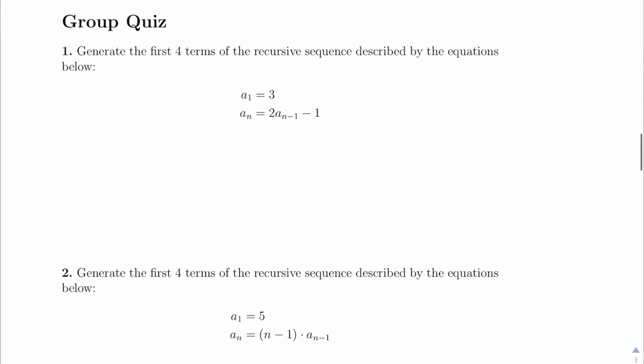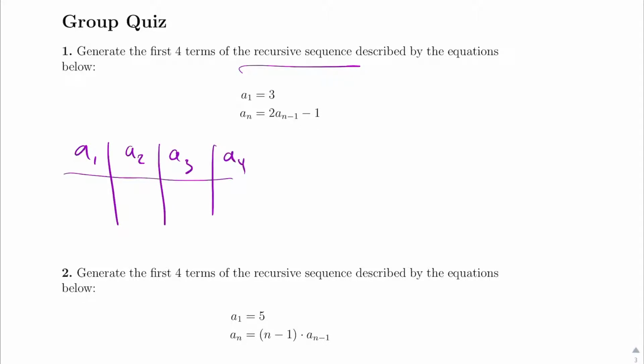So, generate the first four terms of the recursive sequence described by the equations below. So we want A1, A2, A3, and A4. A1 is given to us as 3. All recursive sequences require an initial condition and a rule for generating the next term.